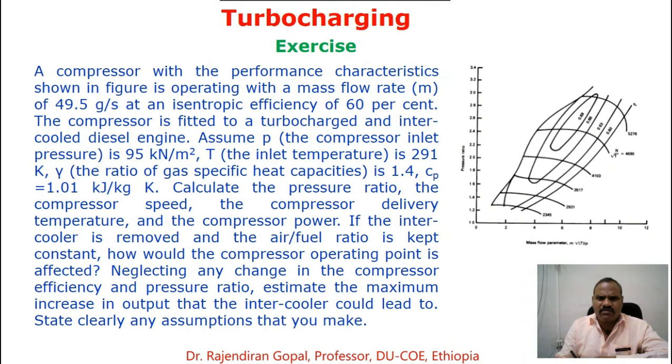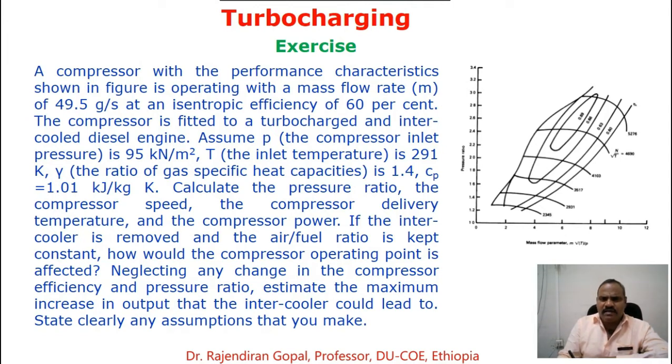Welcome you all. Today we are going to discuss one more exercise in turbocharging. A compressor with the performance characteristic shown in the figure is operating with a mass flow rate of 49.5 gram per second at an isentropic efficiency of 60%. The compressor is fitted to a turbocharged and intercooled diesel engine.